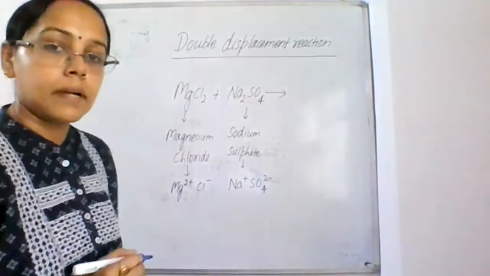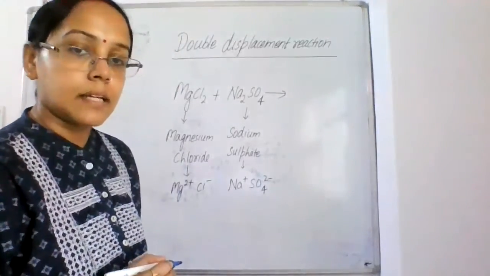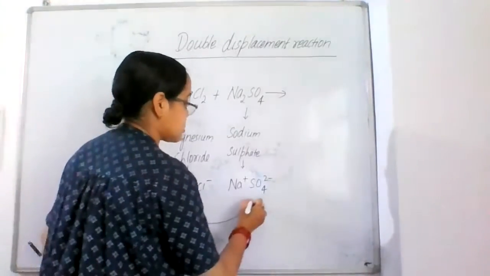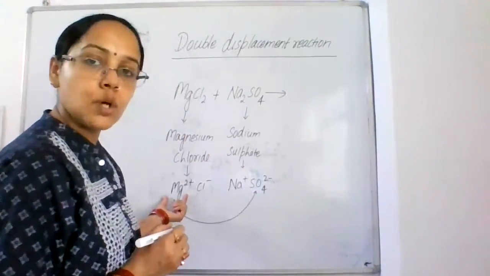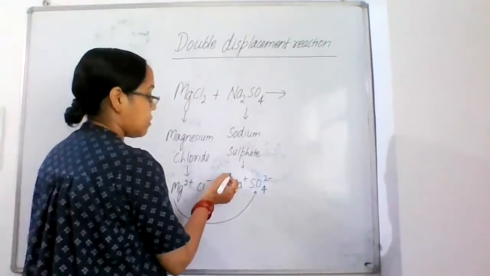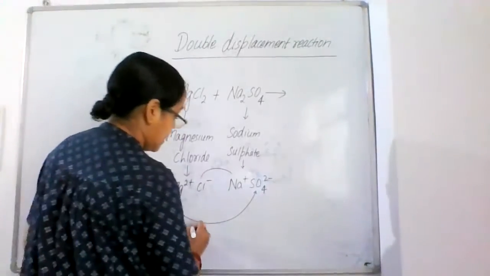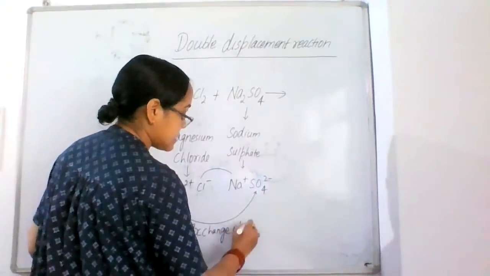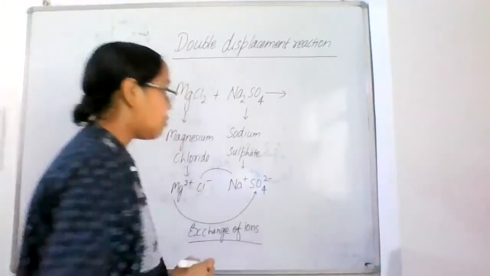Now what happens in this double displacement reaction after the dissociation? The exchange of ions takes place. How? This Mg2+ will combine with the negative ion of the second salt. The positive of the first salt combines with the negative of the second salt, and the positive of the second salt combines with the negative of the first salt. In this manner, exchange of ions takes place.